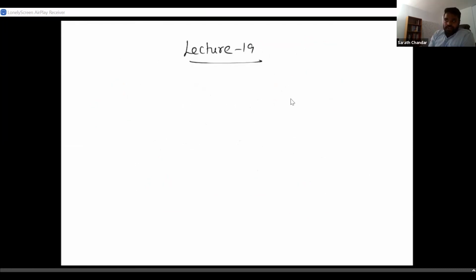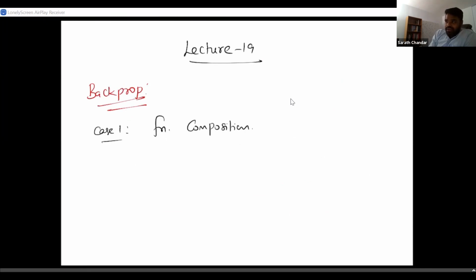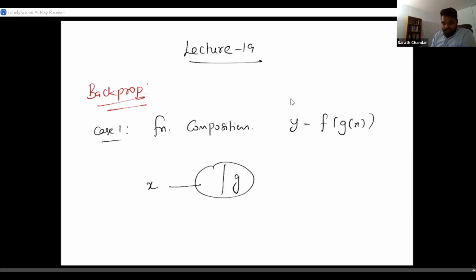Okay, let's go to today's lecture. So now we want to do backprop, and there are three base cases. Case one is function composition. In this case, I have y is equal to f of g of x. Now this is represented as you take the x, you pass it through the G unit, which also has the corresponding G dash. Then you pass it through the F unit, which also has the corresponding F dash, right?